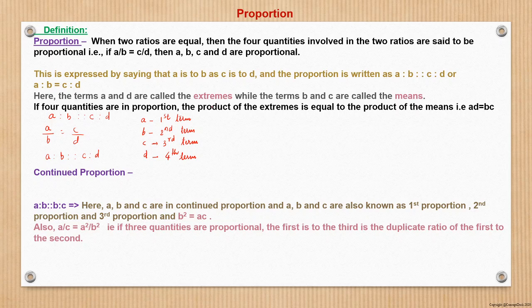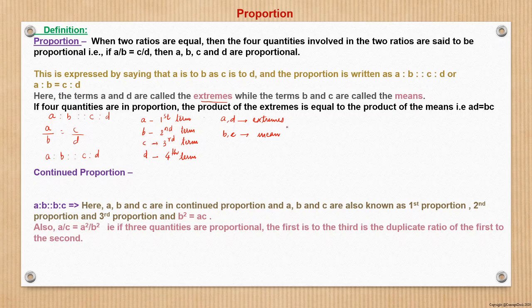Further, A and D, the two extremes of this proportion, are known as the extremes. That is what I have written here. The terms A and D are called the extremes, while B and C are called the means. So A and D are extremes and B and C are called means. The two numbers in the center are the means and the two outer numbers are known as the extremes of a proportion.